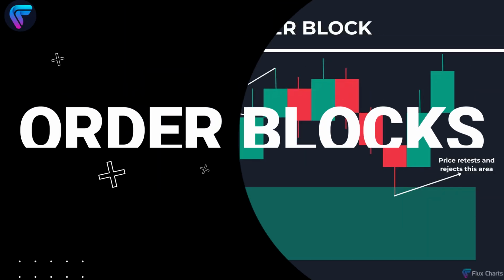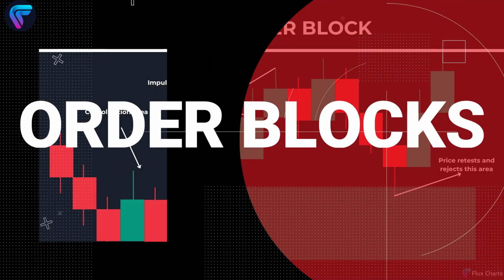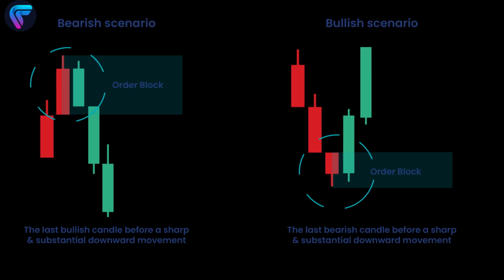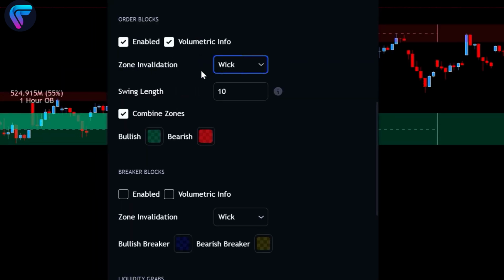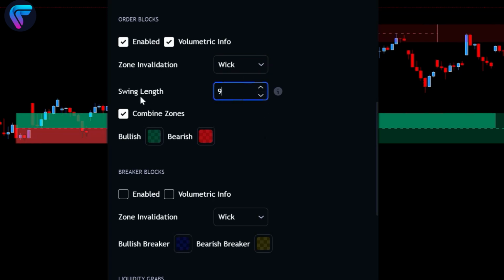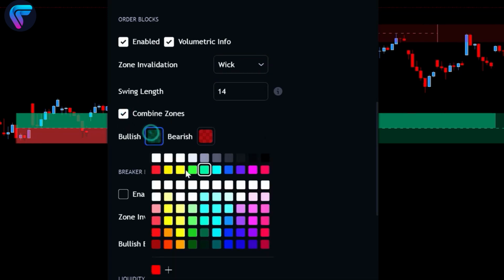Next, let's discuss something called order blocks. Imagine the market as a big auction where buyers and sellers are continuously competing. Sometimes there are hidden areas of intense activity when many orders are waiting to be filled. These areas are called order blocks.